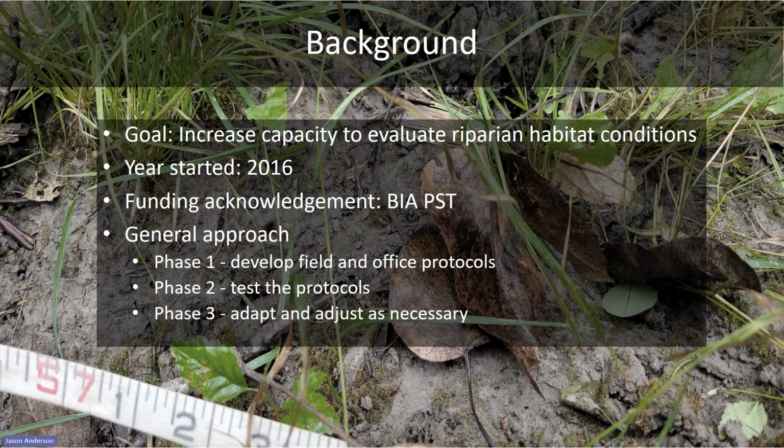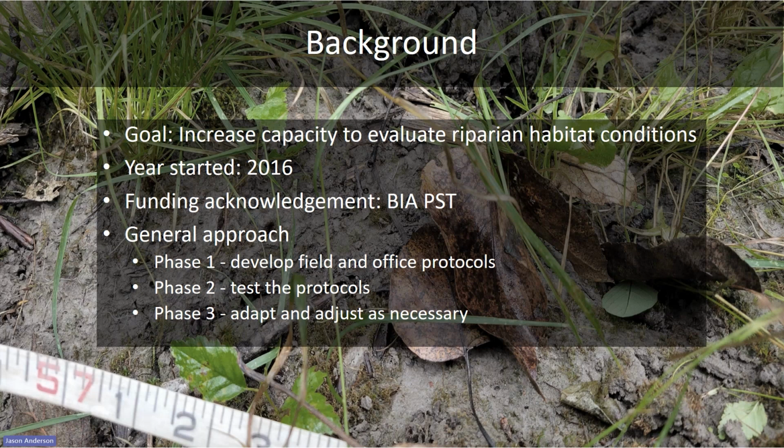In 2016, we applied for and were awarded a grant from the Bureau of Indian Affairs. They have this Pacific Salmon Treaty money available, and we were awarded a grant to create a monitoring plan. The goal of that project was to increase the tribe's capacity to evaluate riparian habitat conditions throughout the basin in order to better understand current conditions and to monitor riparian restoration projects.